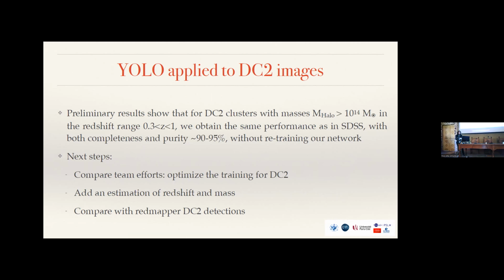And the next steps are to compare the team efforts, the different groups in Paris and SC, and to optimize the training for the DC2, add an estimation for redshift and mass, and then compare with the redMaPPer DC2 detection in the same area and with the other cluster algorithms. But redMaPPer will be really important because we based the training on redMaPPer, so we really want to recover redMaPPer at the best.